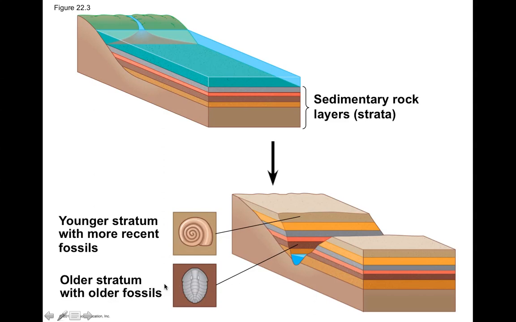And as such, we know that older strata are found with older fossils in lower areas. Younger fossils are in more recent strata that are on top of the older strata. And another idea that came out of the science of geology is that the Earth was not actually a very young planet. It's actually a very ancient planet.